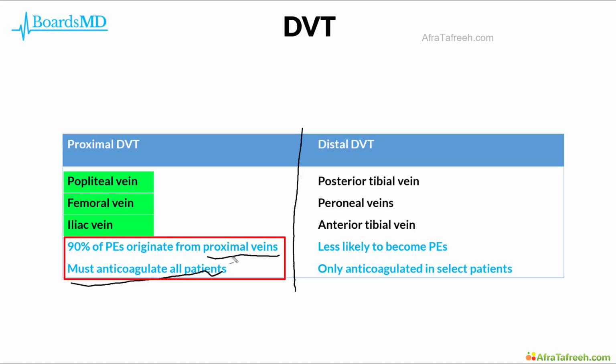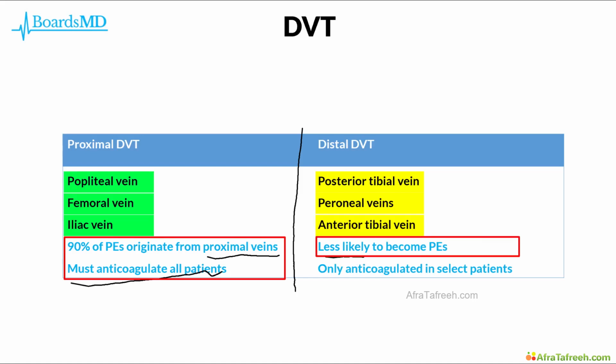This, however, is not the case for our patients with distal DVTs, including those which involve the posterior tibial vein, the peroneal veins, or the anterior tibial vein. In other words, the veins of the leg that are below the level of the popliteal. This is because DVTs from these more distal veins are less likely to become pulmonary emboli.